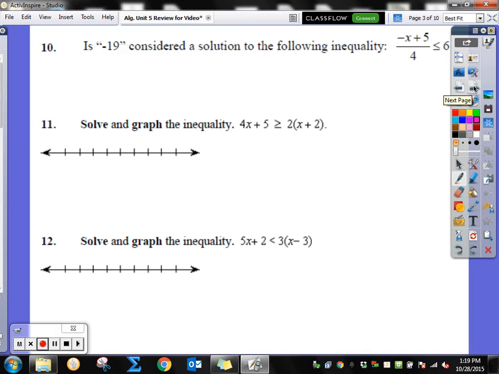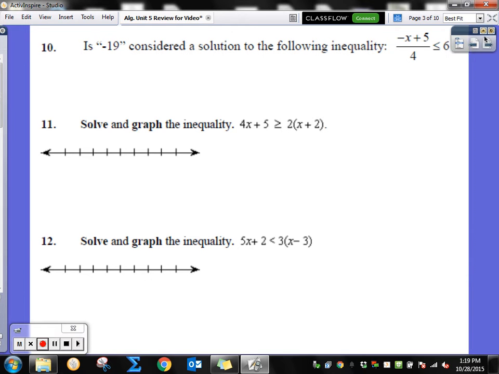So we want to know if 19 is considered a solution to that inequality. And there's two different ways we can do this. You can either solve or you can just plug it in. I think we'll plug in just for an example. So we have negative, now I've got to plug in the x, so notice that double negative there, plus 5 divided by 4 is less than or equal to 6.